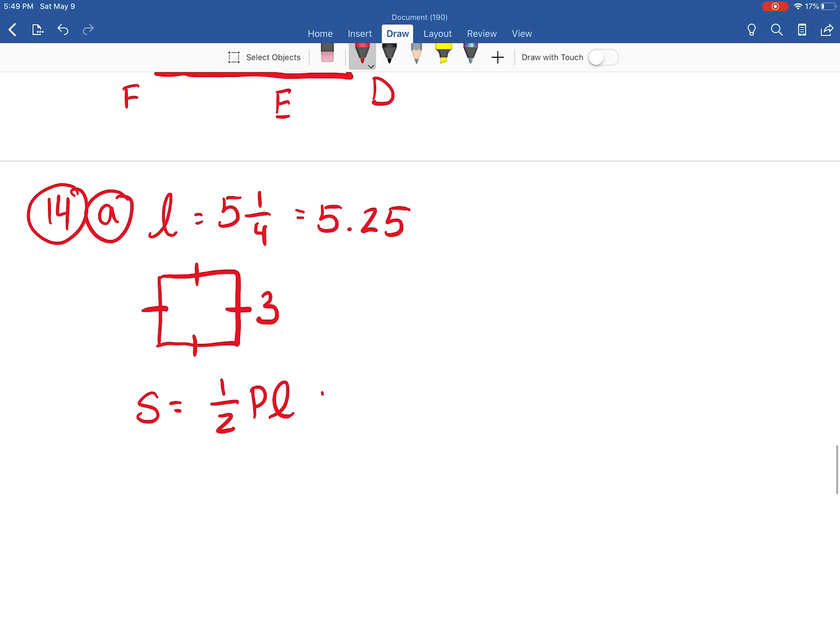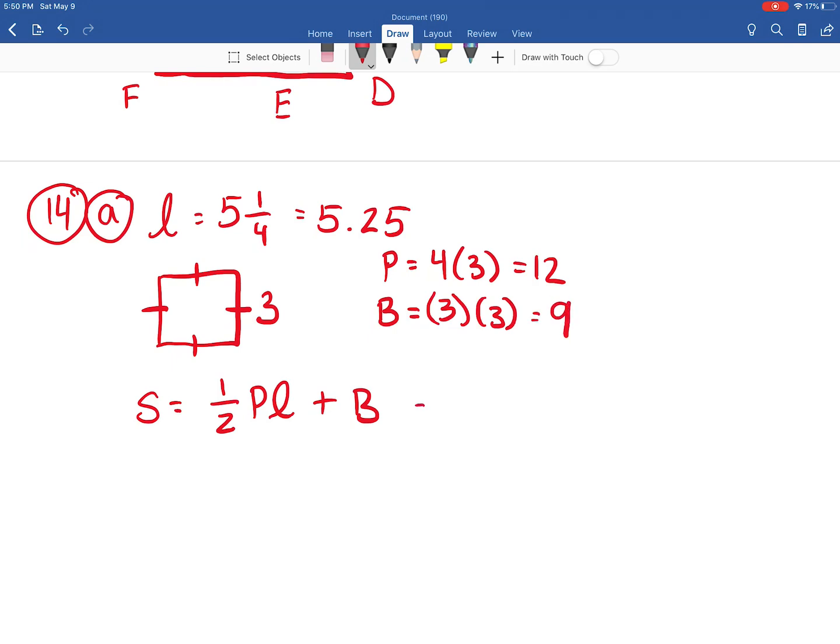So surface area, I need 1/2 the perimeter times the slant height plus the area of the base. I have the slant height. The perimeter is the distance all the way around the square. So I could add up 3 plus 3 plus 3 plus 3, or I can do 4 sides that are each 3 to get 12. To find the area for a square, I would do base times height, or length times width, or side squared, which would just be 3 times 3, or 9.